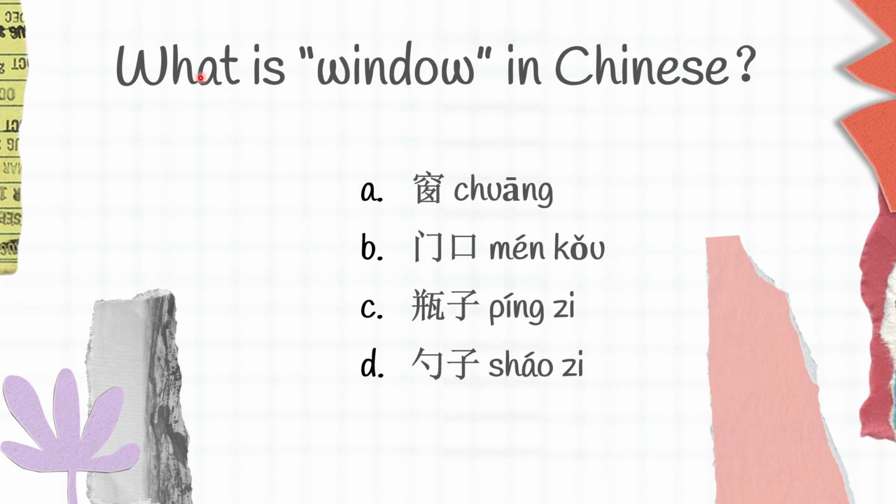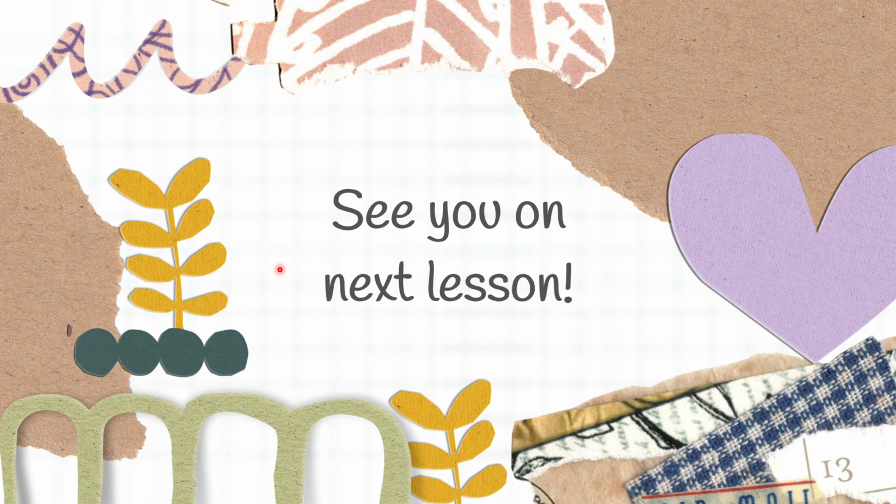The next question is, what is window in Chinese? So we have A. 窗, B. 门口, C. 瓶子, D. 勺子. So I will give you some time to think and guess. So 窗 is window, 门口 is door, 瓶子 is bottle, 勺子 is spoon. So the correct answer for this question is A. 窗. So actually that's all for today's quiz.